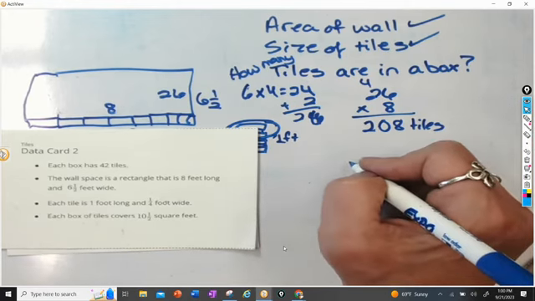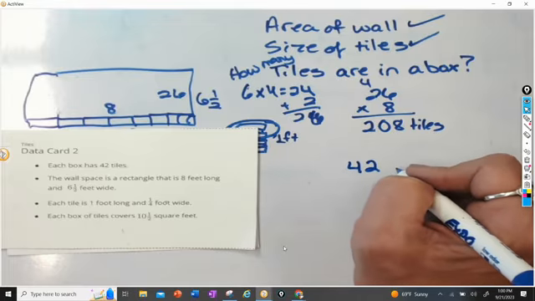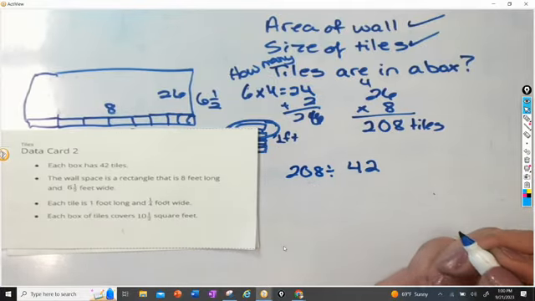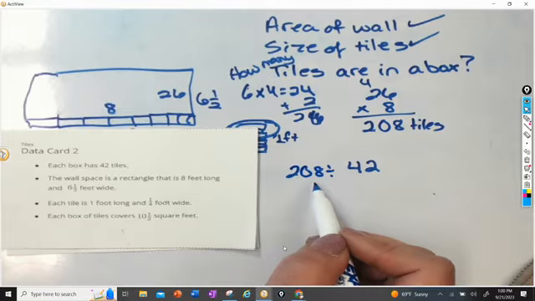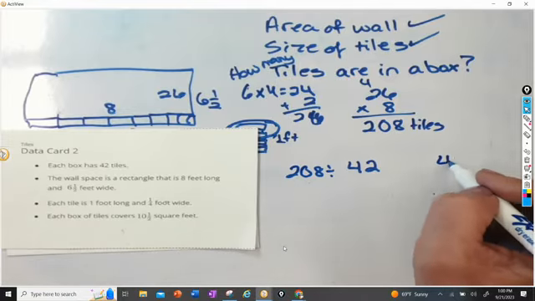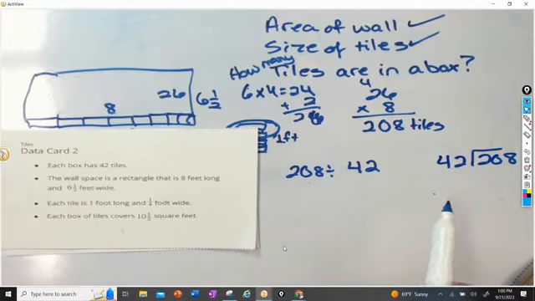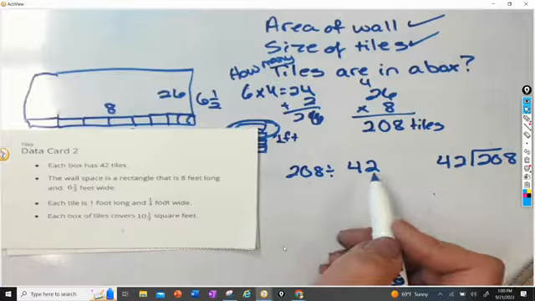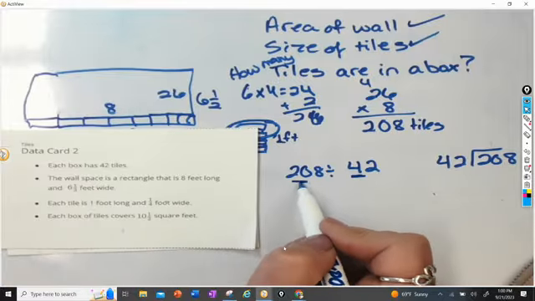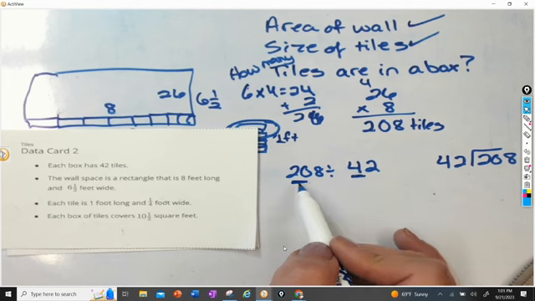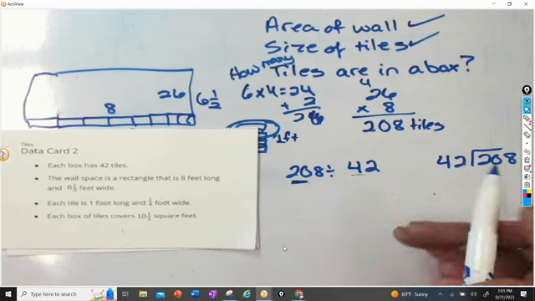So now I have to say, okay, how many 42s are in 208? So that's a division problem, right? How many 42s are in 208? Well, you may not know how to do 2-digit division, but that's okay. We can also use multiplication, right? So I'm going to guesstimate. I'm going to say, how many 40s are in 200? Well, I know that there are 5 4s in 20, so let's start guessing with 5.